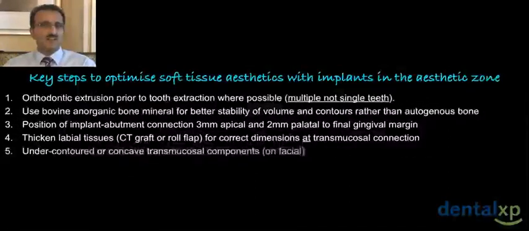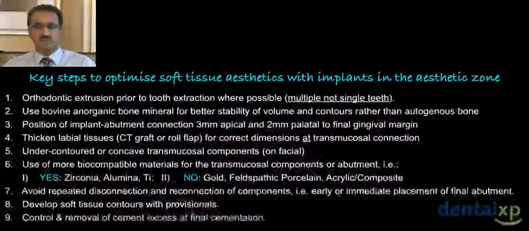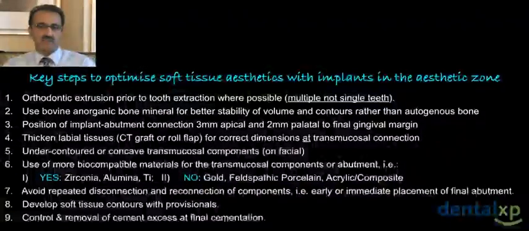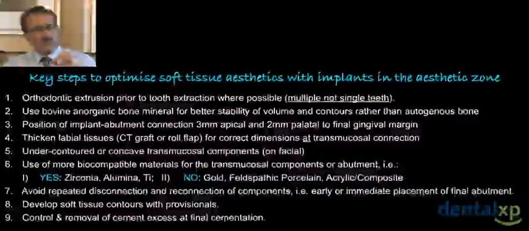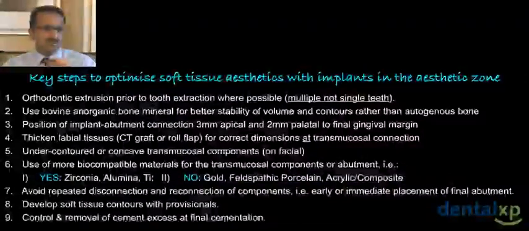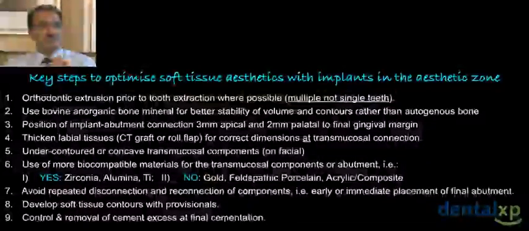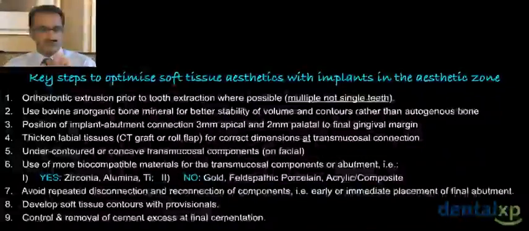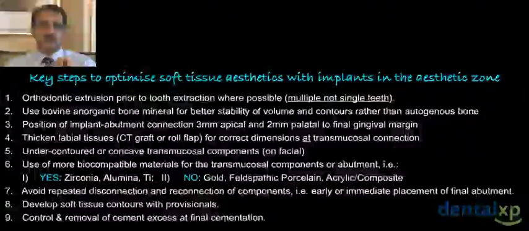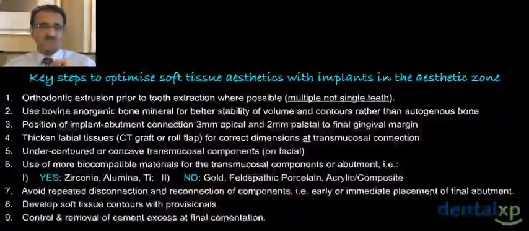So let me outline for you the key steps to optimize the soft tissue aesthetics with implants in the aesthetic zone. We can see them listed here. There are 9 things, really. First, if we can extrude our teeth with orthodontic extrusion prior to extraction, that might be a good idea. It's been suggested by many. I would say that it's really not a useful protocol for single teeth. It's good for multiple teeth and for groups of teeth, but doesn't give us a great deal of benefit from a single tooth point of view. I think this is much easier to manage surgically.